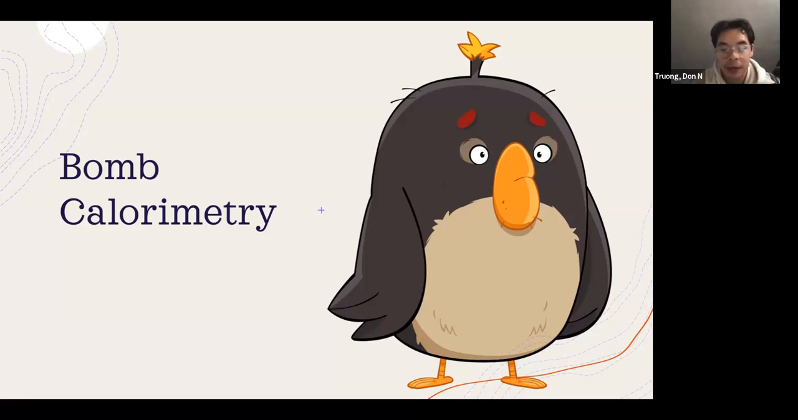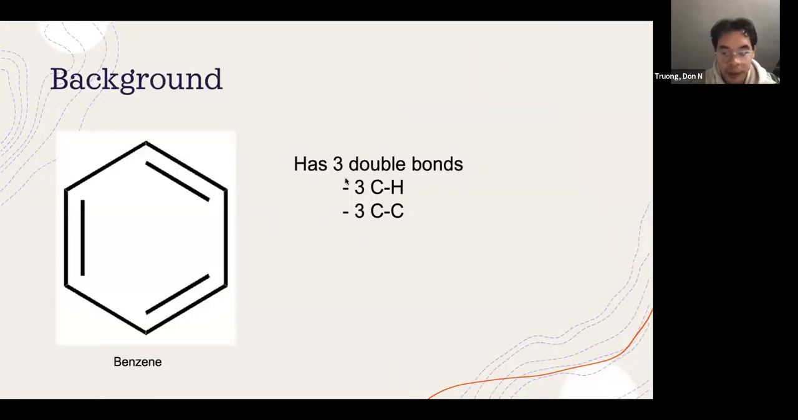I'm here to talk about bomb calorimetry and how we're able to find the resonance energy of benzene using Cygress, which is a theoretical method, and also experimental methods. So first, we're going to talk about some of the compounds of interest. Benzene has three double bonds, three CH bonds, and three CC bonds.